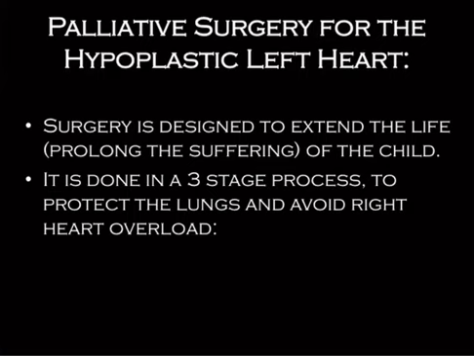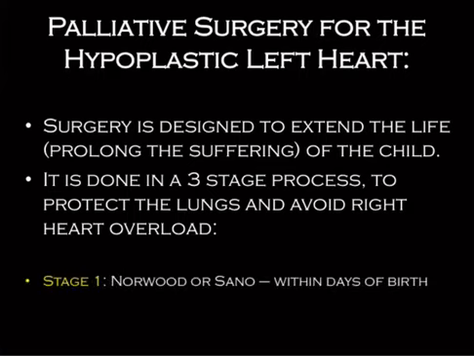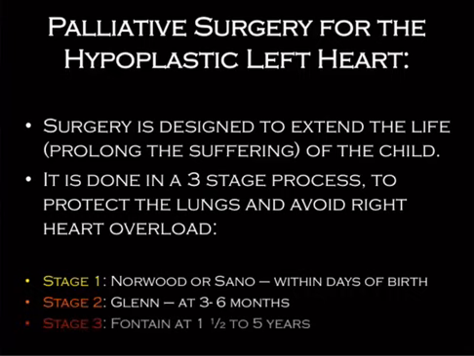So it's a 3-stage surgery. The 3 stages are done separately because the kid won't survive them all at once. They have to acclimate to each level. So starting out, there's a Norwood procedure, which can utilize a Sano shunt, and that's done almost immediately after birth. That's followed up with a Glenn procedure that's done around 3 to 6 months, and then the last procedure is a Fontan procedure, which is done between 1.5 years and 5 years if the patient lives that long.